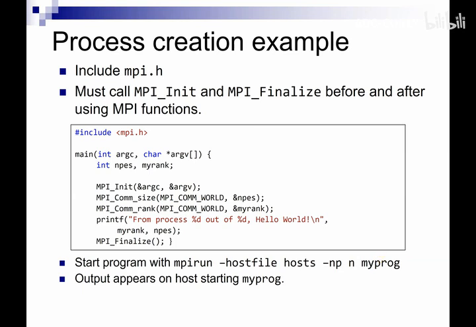And then when you run this, what's going to happen is on the host that you run this command from, you're going to see these messages being printed out. These are from process something out of something, hello world. The total number of messages you see is just how many processes you started. So if you start 8 processes, you're going to see 8 of these messages. They're basically going to say, from process 0 out of 8, hello world, from process 1 out of 8, hello world, and so on.